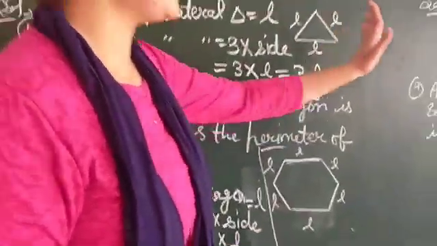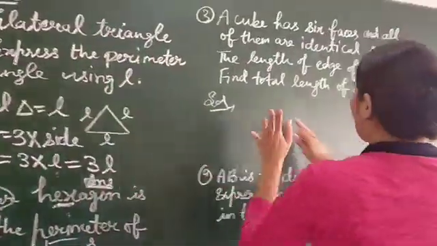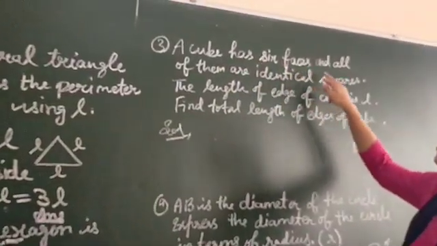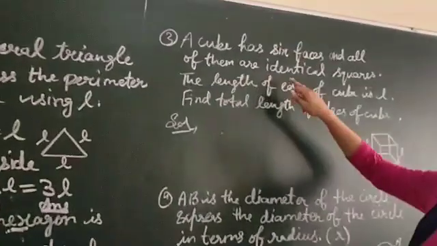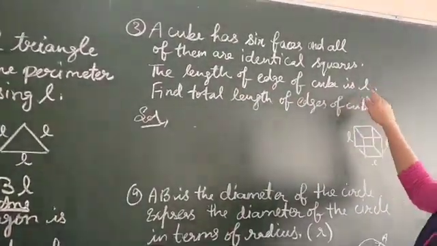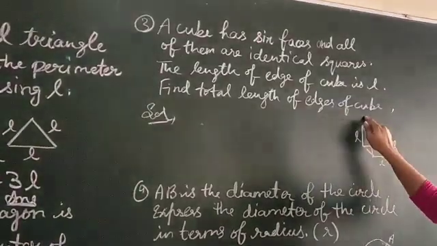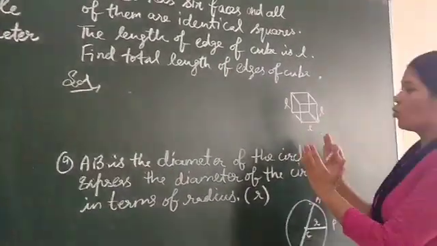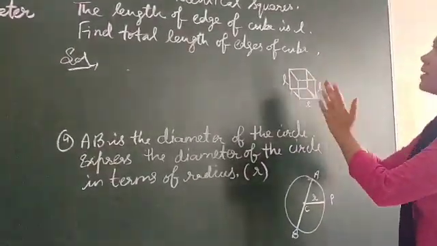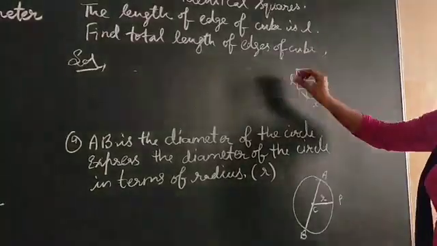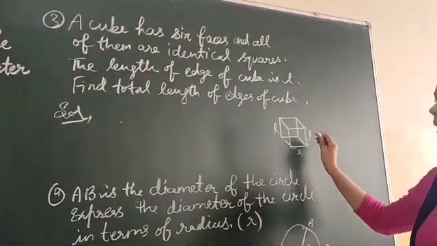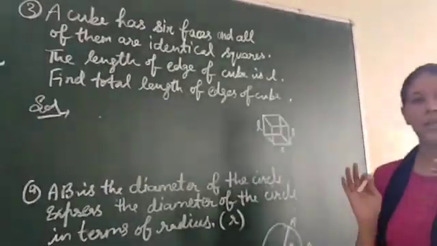Okay. Now move on to the third question. Third question is, a cube has 6 faces and all of them are identical squares. Okay? The length of the edge of a cube is L. Find the total length of edges of the cube. Now you know what a cube is. Cube is a 3D shape. Okay? Now this cube has 6 faces and all of them are identical squares. Each face is in the shape of a square and all faces are equal to each other in a cube.